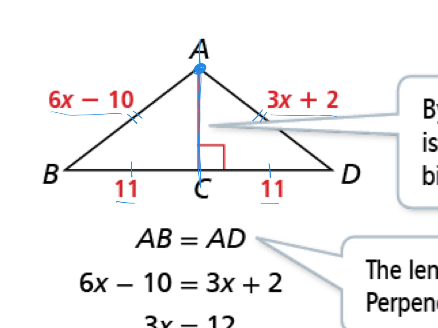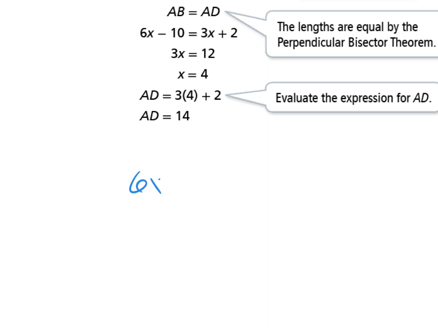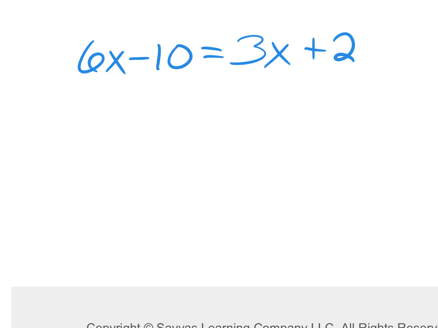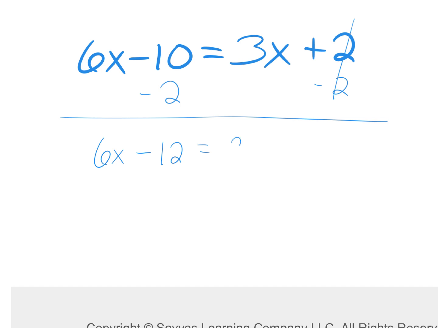Yep. So we're going to come down here. We have 6x minus 10 equals 3x plus 2. Little algebra review. Algebra is going to come back. What do I do first? We want to get like terms on the same side. What did someone say? I heard minus 2. Does it matter the way that you do this? No. So over here I have 6x minus 12 equals 3x.